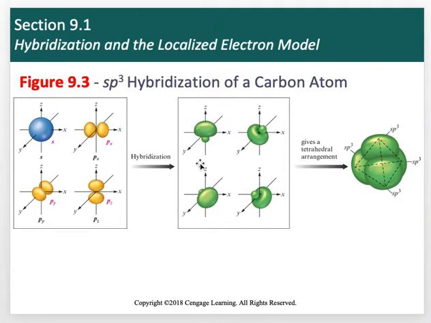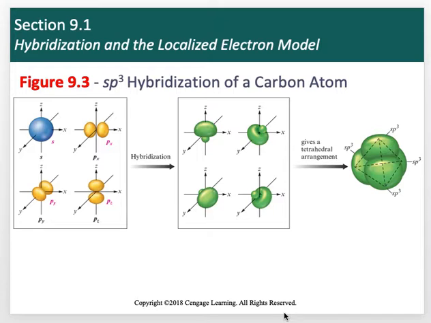When they hybridize, we get 4 identical sp3 hybridized orbitals, 1s and 3p. And these, when they are all lumped on top of each other, give an arrangement that looks like this. You might notice we're getting our tetrahedral shape back out of this. So think back to our example of CH4. CH4 has 4 bonds, right?